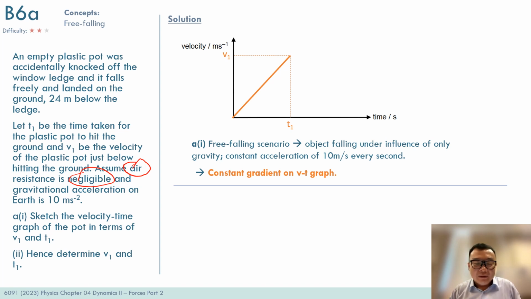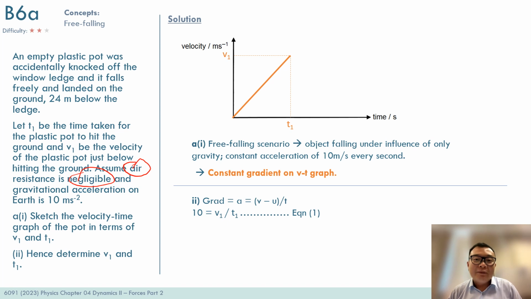And please draw a straight line graph. Check that you have labeled the axis with V1 and T1 because these are the two data given in the question. The question then asks you to determine what is the value of V1 and T1. So we can set up a simultaneous equation as our strategy. So first up, let's look at the gradient.